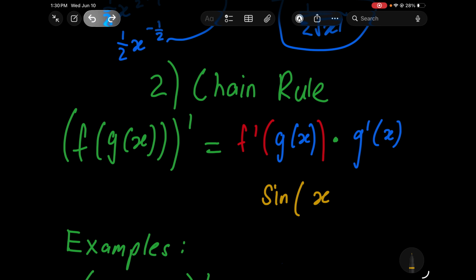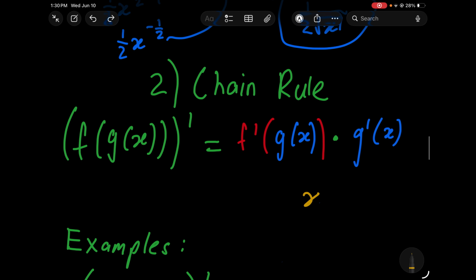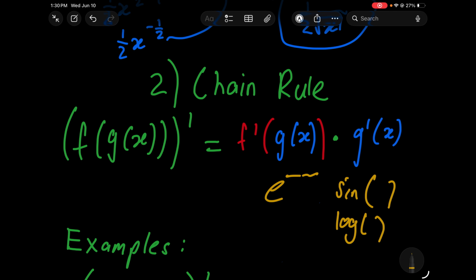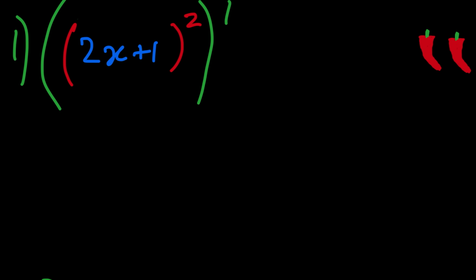It's always going to be some sort of equation inside another function. So it's never just going to be x. It's going to be something like x plus 1, or maybe x squared plus 2, something like that, inside another function. So that could be sine of something, could be log of something, it could be e to the power of something. So this is usually what we're looking for.